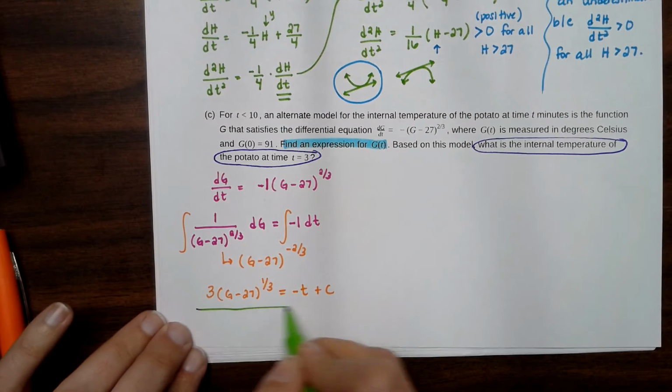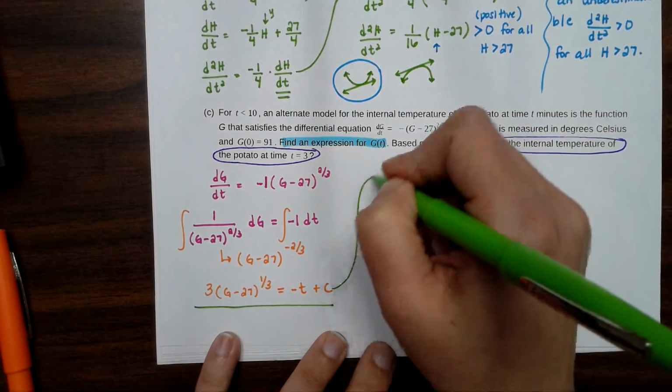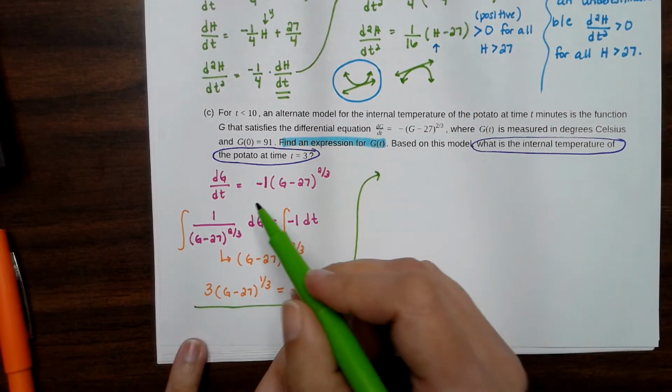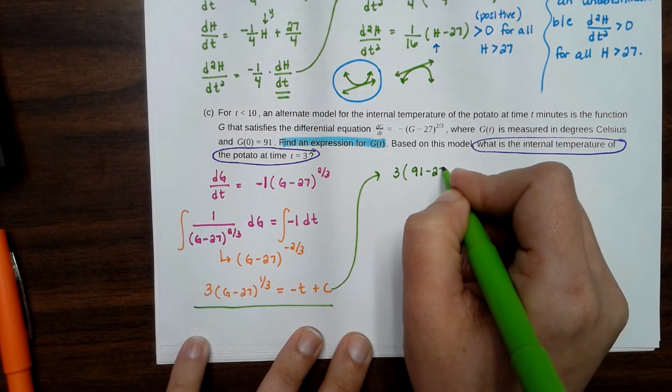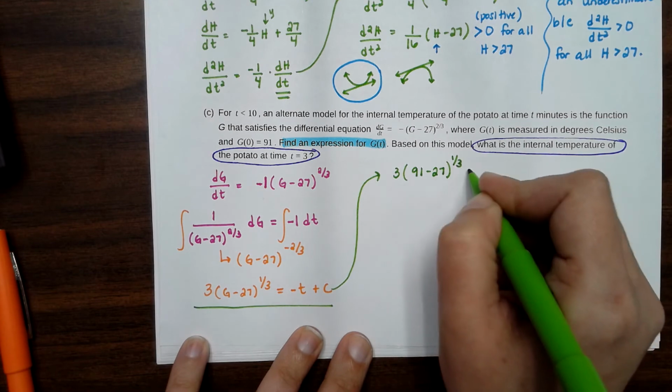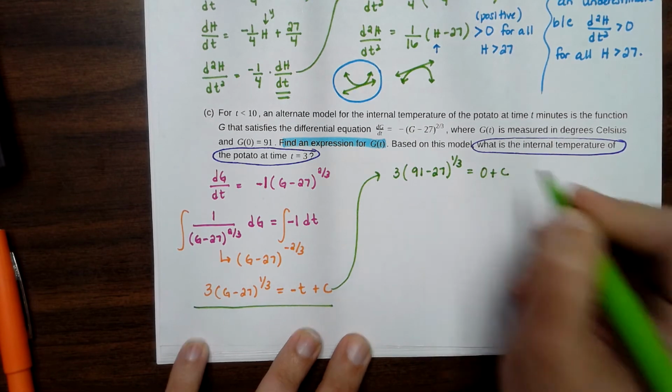Now I'm going to take a detour. I'm going to go find my c. So I'm going to plug in my 91 and my 0. I have 3 times 91 minus 27 to the 1/3 power equals 0 plus c.